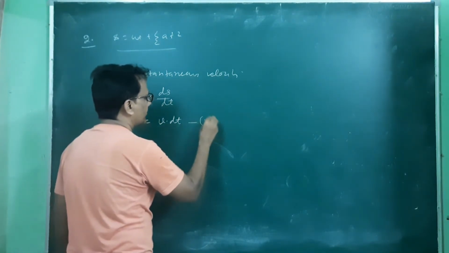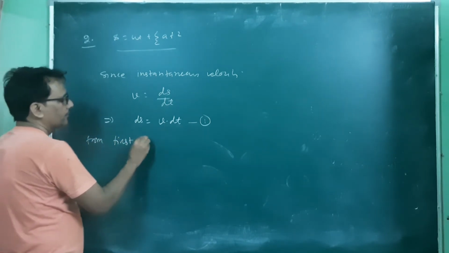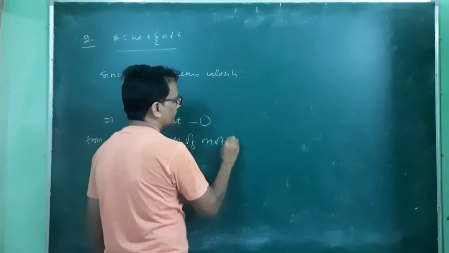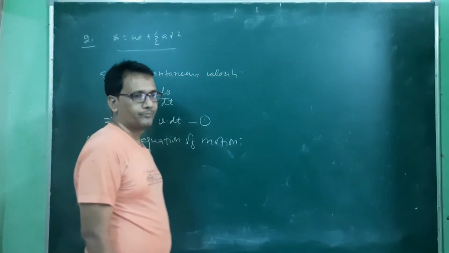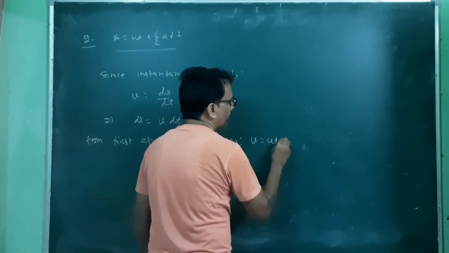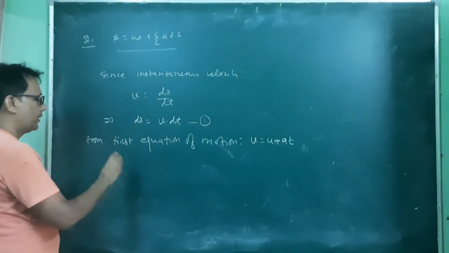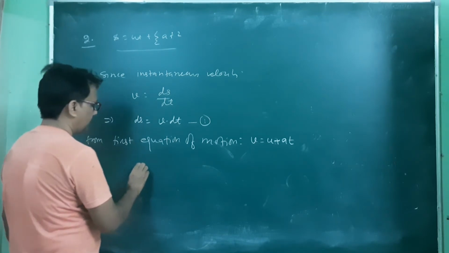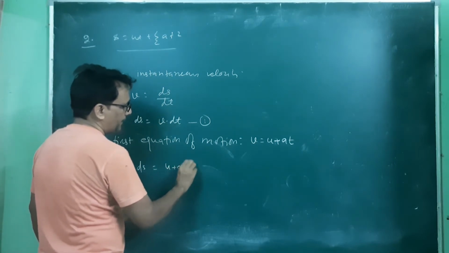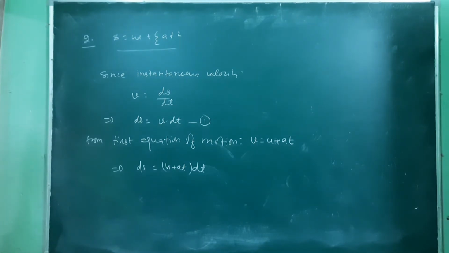This is the first equation of motion, that v is equal to u plus at. Put it here. So this implies ds is equal to u plus at, by integrating.